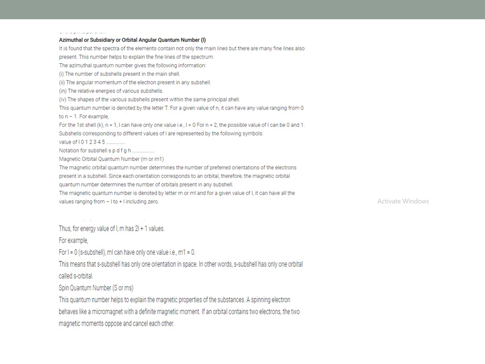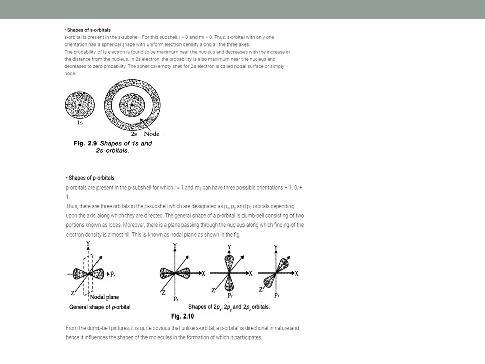Spin quantum number. It is denoted by s or ms. This quantum number helps to explain the magnetic properties of the substances. A spinning electron behaves like a micromagnet with a definite magnetic moment.